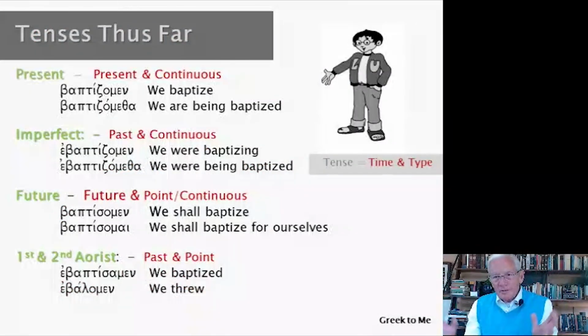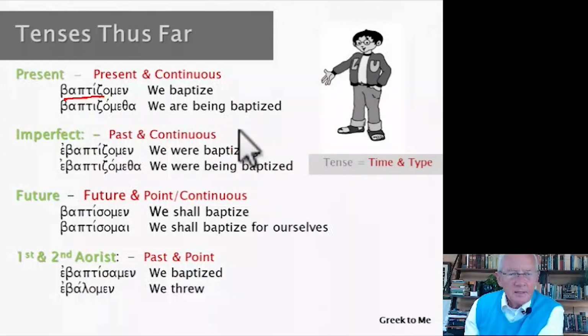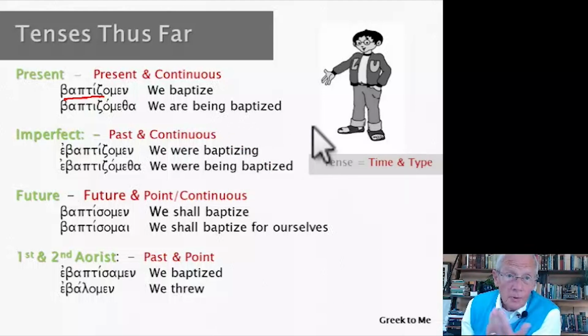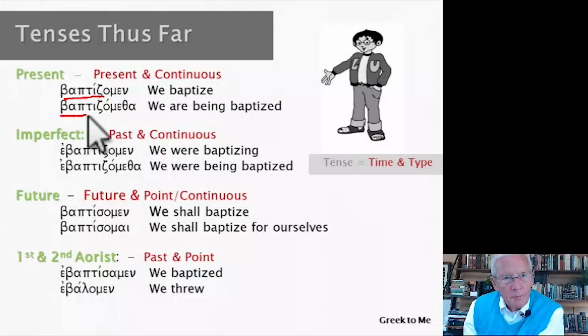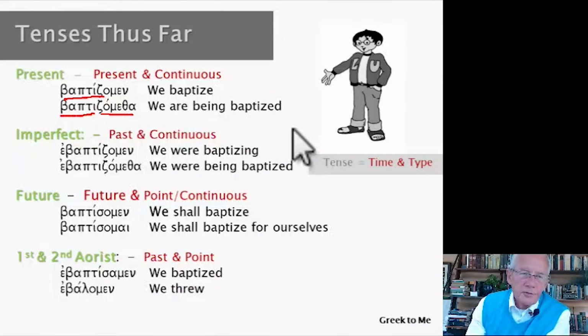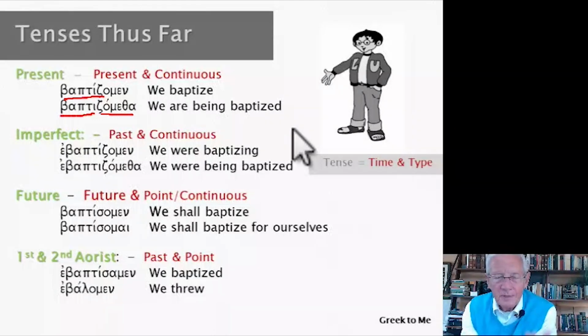So let's pull it all together with the tenses thus far. With the present, we had the stem plus the ending. And that was present continuous. So, for example, we have baptizomen. That's present active indicative first person plural. We baptize. Baptizometha, stem, ending, and then we have our middle passive ending. So present, middle, passive, indicative, first person plural. We are being baptized. That's present, continuous.